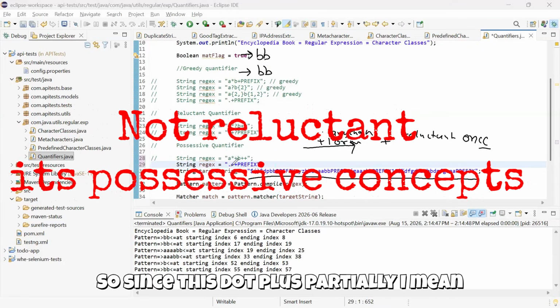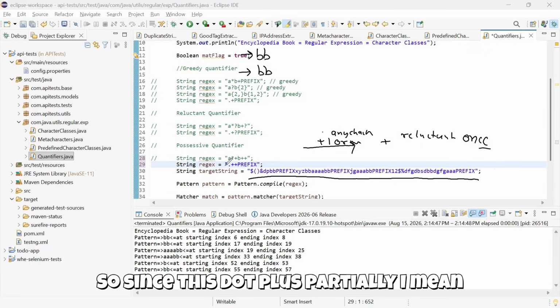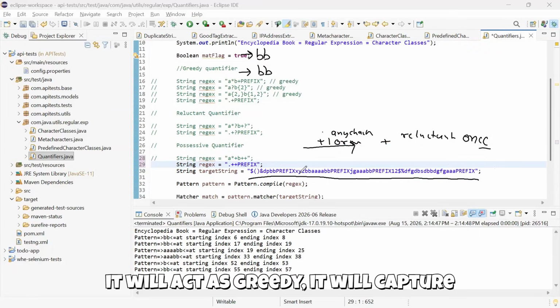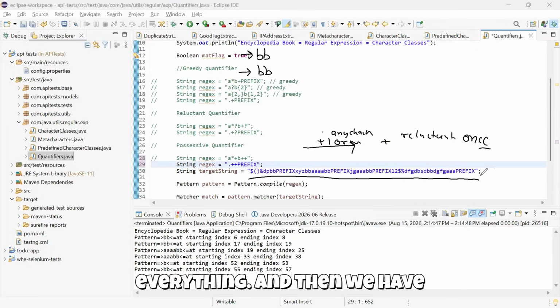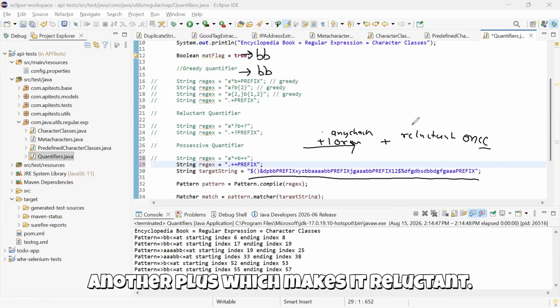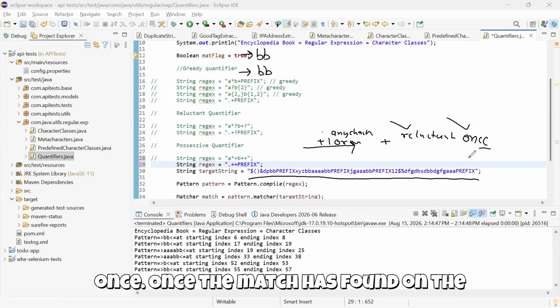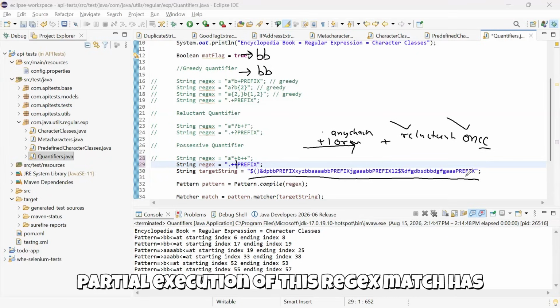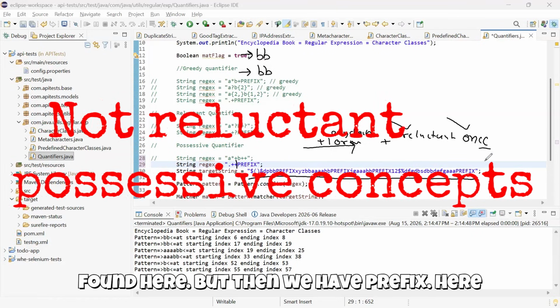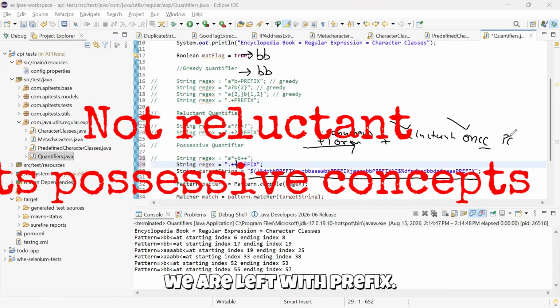So this dot plus will act as greedy, it will capture everything. And then we have another plus which makes it reluctant. Reluctant means it will try to match once. Once the match has been found on the partial execution of this regex, but then we have prefix here. We are left with prefix.